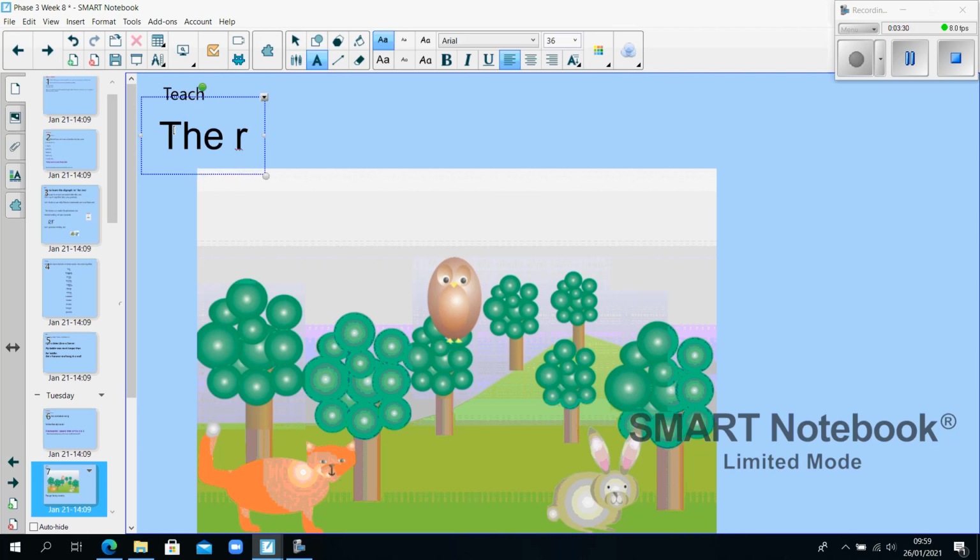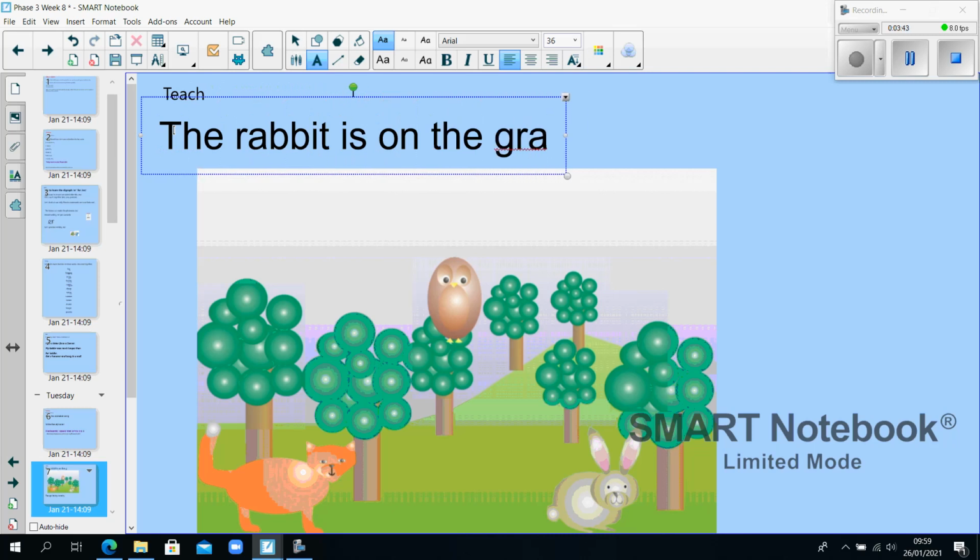Rabbit. R, a, b. It is on. There's my tricky word. The again. Grass. G, r, a, s.